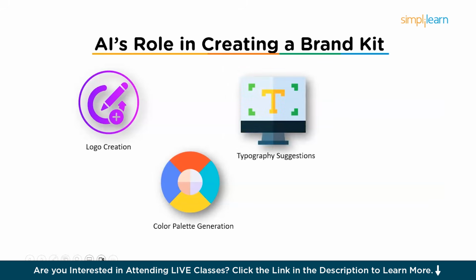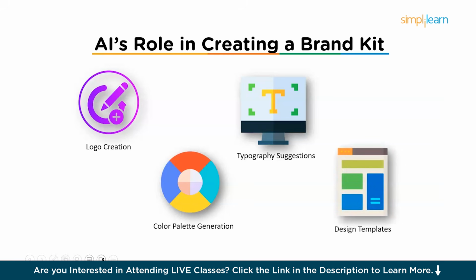Then we have typography suggestions. So AI can suggest font pairings that work well together, ensuring legibility and harmony in your design. So platforms like Fontjoy can help you select fonts that match your brand's personality, whether it's formal, playful, or creative. Then we have design templates. So AI tools like Canva and Trello offer templates that adapt to your brand's visual identity. You can create social media posts, websites, and marketing materials that are consistent with your brand's overall style.